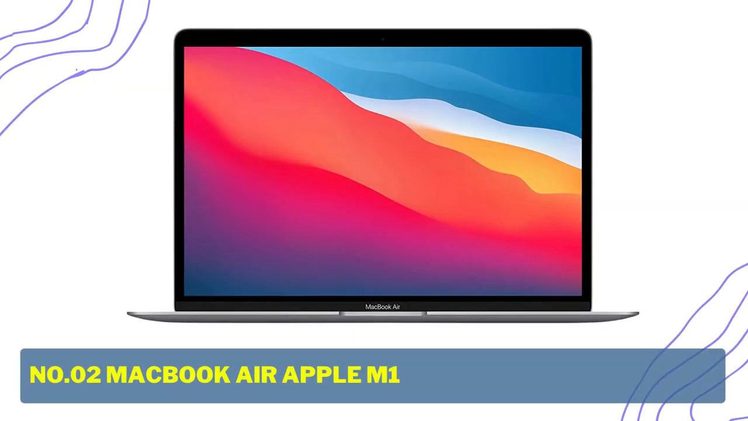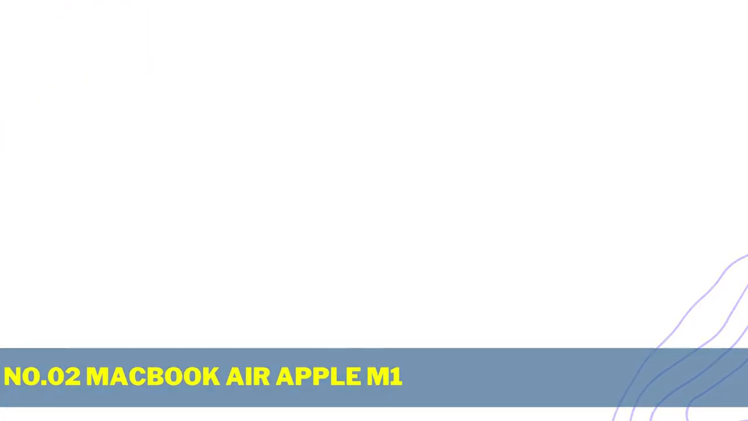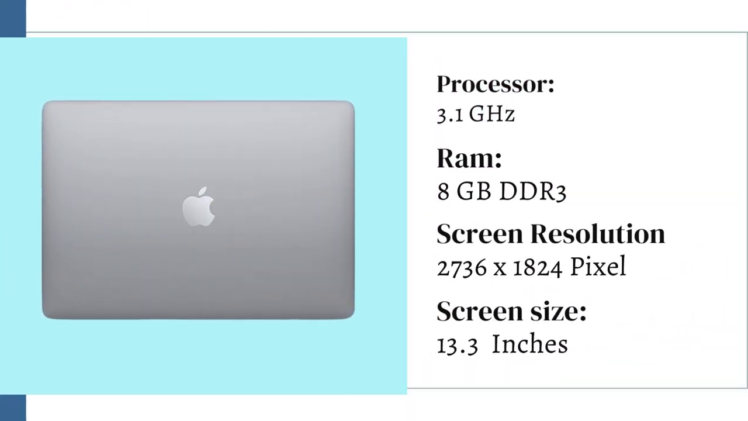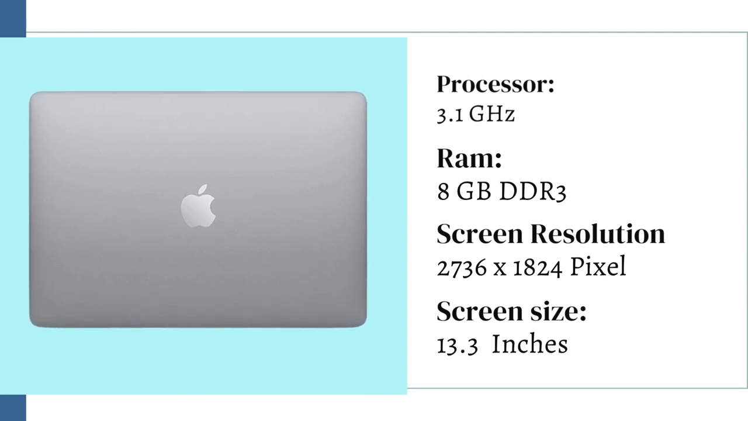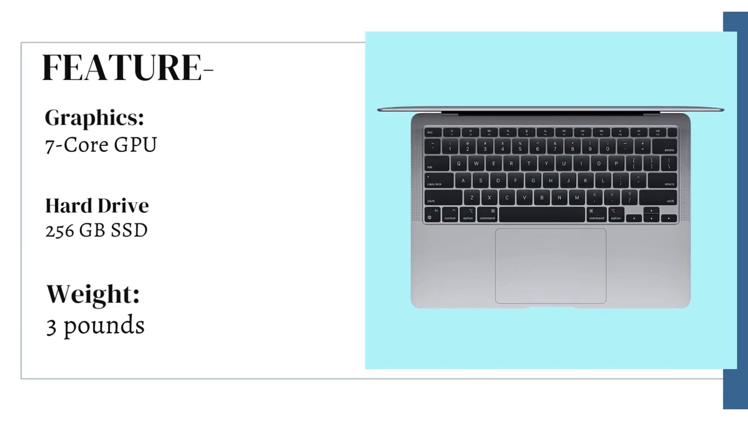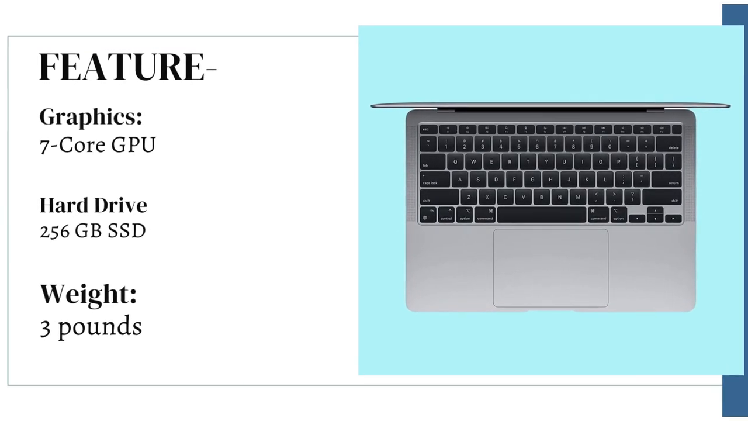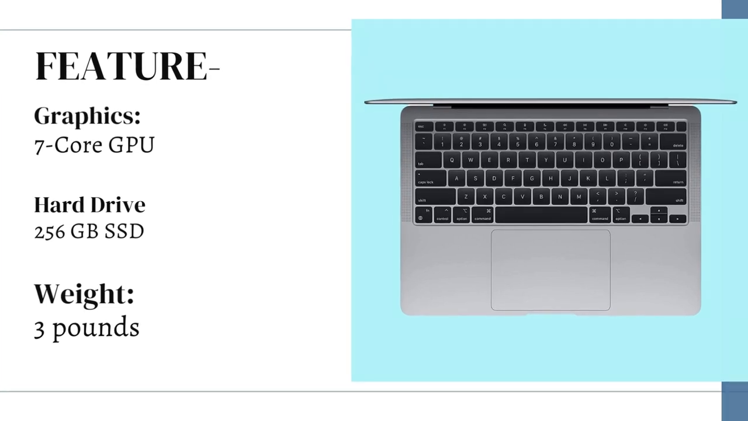Number 2. MacBook Air Apple M1. It comes with a 3.1 GHz processor, 13.3-inch display. It has a 256GB SSD hard drive with 7-core GPU. It weighs only 3 pounds.